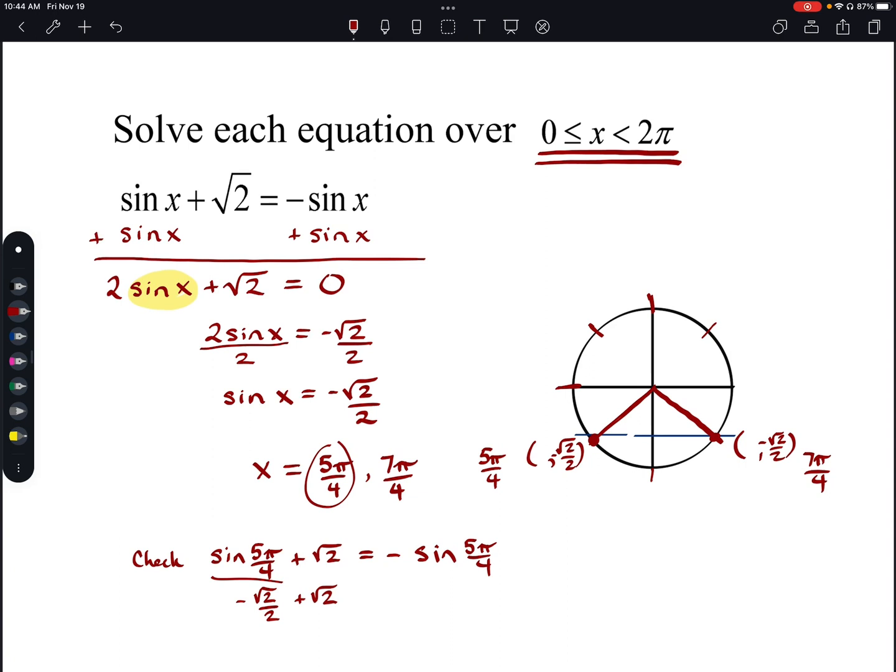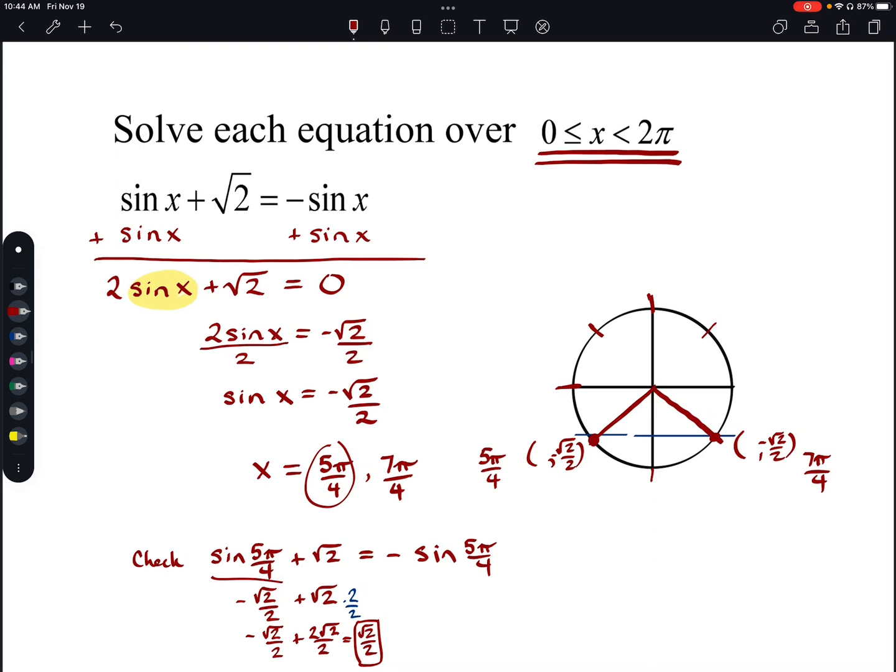Okay, so if we're trying to come up with what that would be, we need a common denominator. Let's multiply top and bottom by 2. So I have a negative radical 2 over 2 plus 2 radical 2 over 2, which is going to get me just radical 2 over 2. And then we look at this side here, right? So that turns it kind of into a positive there. Let's look at this one.